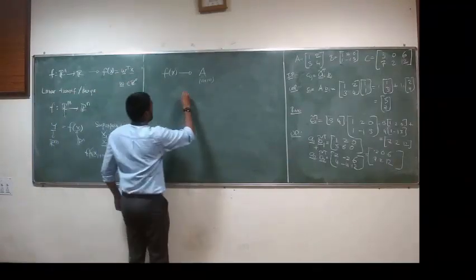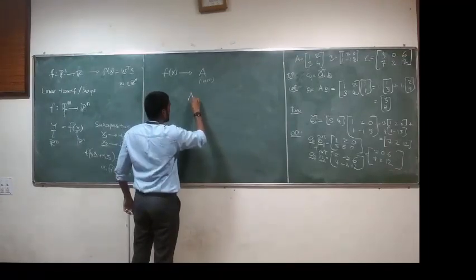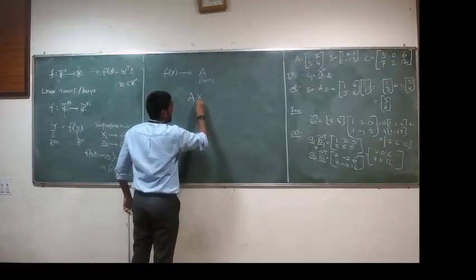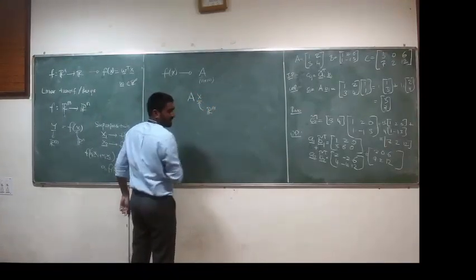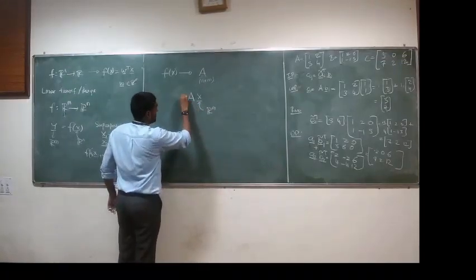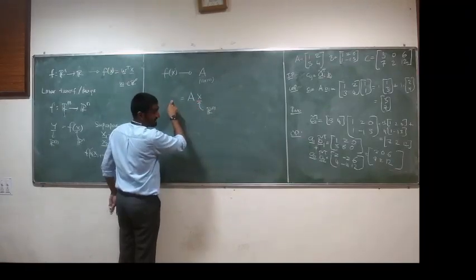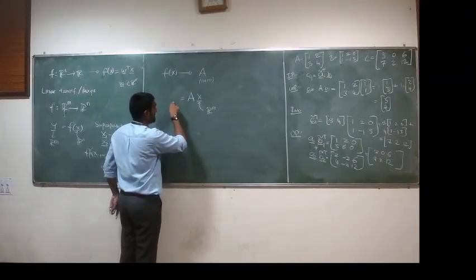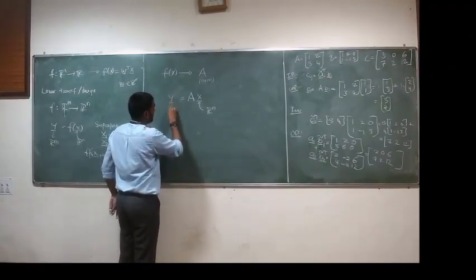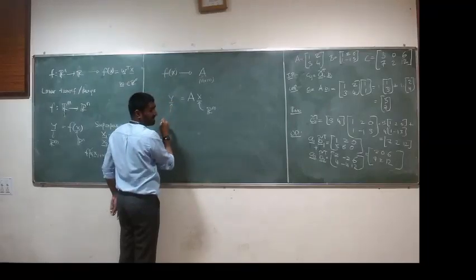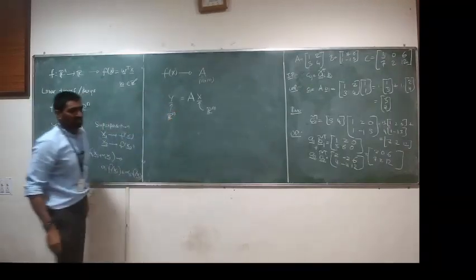That means this function f of x can simply be written as A times this vector, and this vector is from Rm. I multiply these two. What do I get? I'm post multiplying by a column vector. What do I get here? A column vector. What will be the size? Where will this be from? Rn.